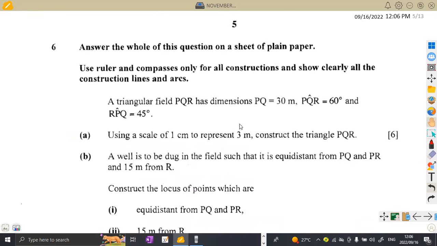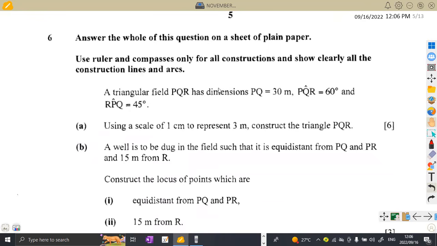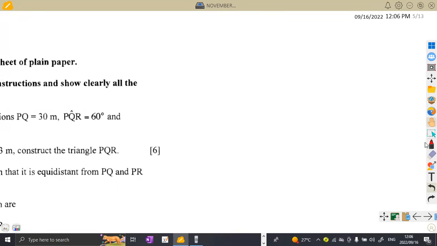So there we are now given construction, guys, where we have to answer all of this question on a sheet of plain paper, use ruler and compasses for all construction lines and show clearly all construction lines and arcs. So we are using ruler and compasses only. A triangular field has dimensions PQ 30 meters, PQR 60 degrees, and RPQ 45 degrees. So what are you going to do here? Remember, guys, I told you whenever you're doing construction, make sure you start with a sketch. Just have your sketch that is going to help you to construct this.